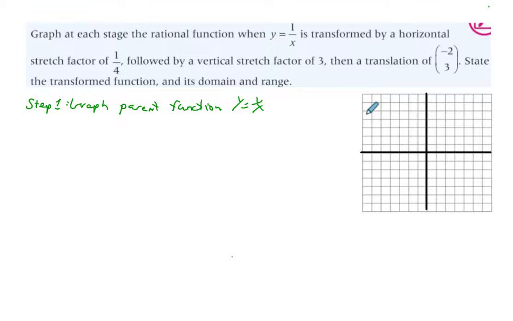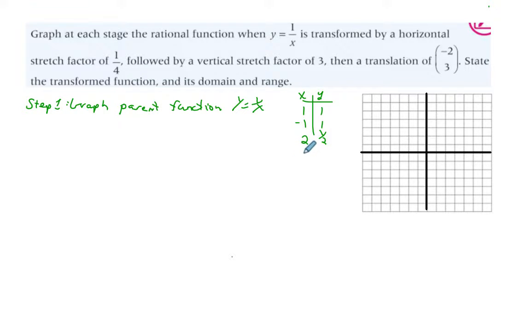In today's video, we're going to continue from the notes of last class, starting with this example here. And we're going to graph each stage of the rational function where y is equal to 1 over x is transformed by a horizontal stretch by a factor of 1/4. So let's deal with this horizontal stretch first.